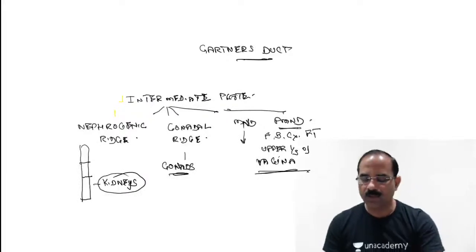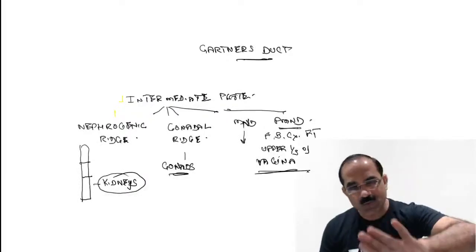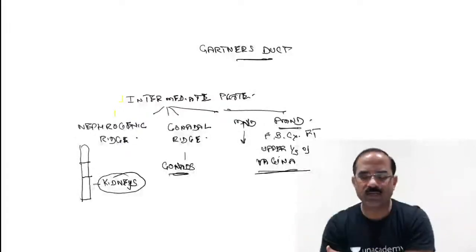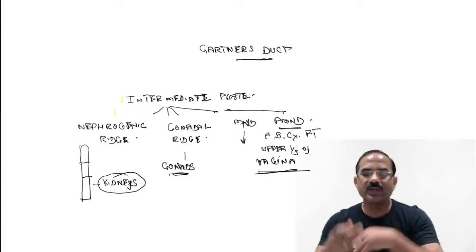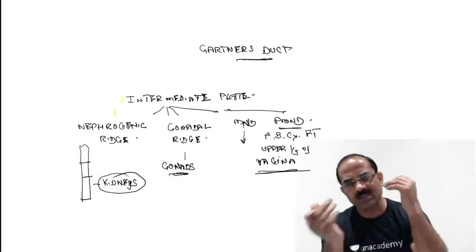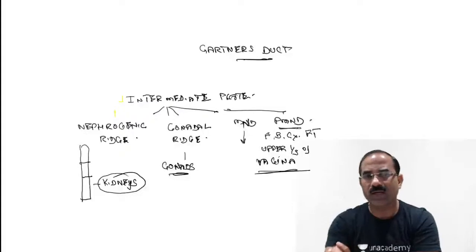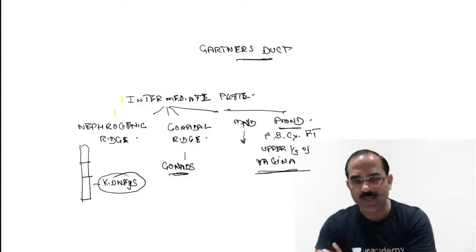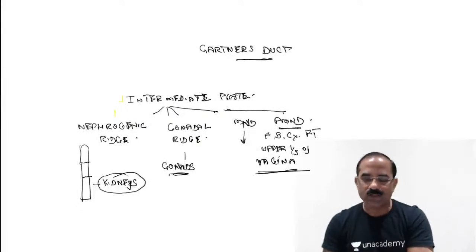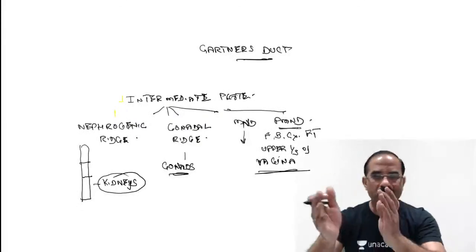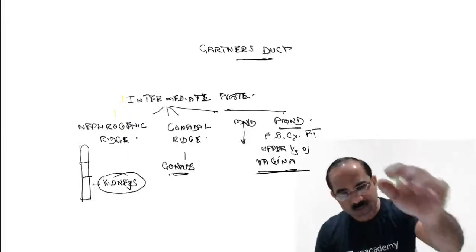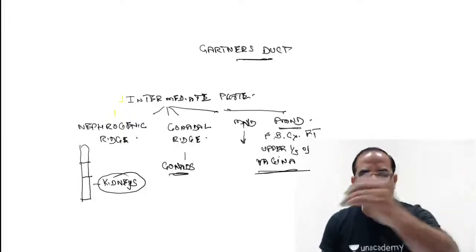Tell me, what happens to it in males? The paramesonephric duct degenerates off in males, correct? Because it is functional in females, it degenerates off in males. Males have a hormone, anti-Mullerian hormone. This causes regression of the paramesonephric ducts. It degenerates off, but yes, it forms two vestigial structures in males.